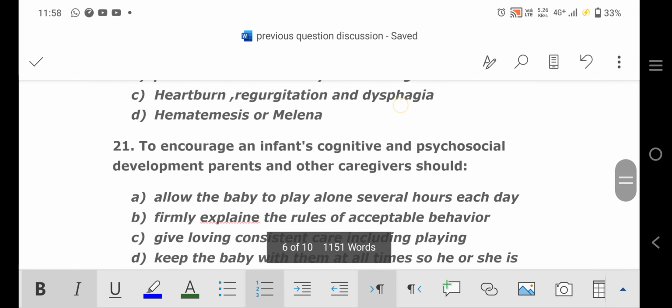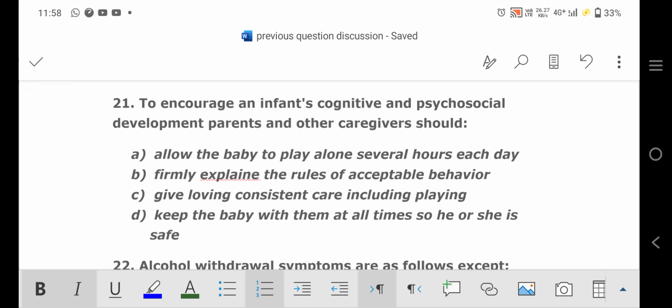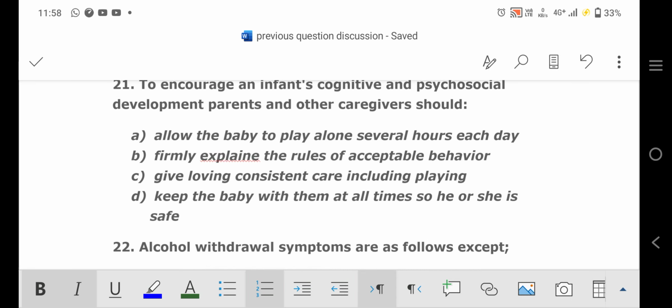Next question. To encourage an infant's cognitive and psychosocial development, parents and other caregivers should. Options: allow the baby to play alone several hours each day.